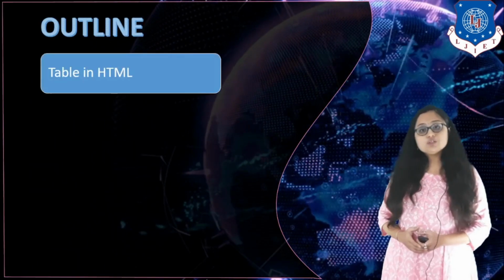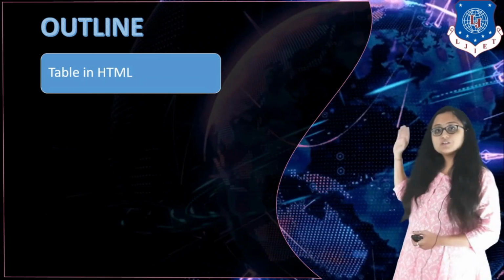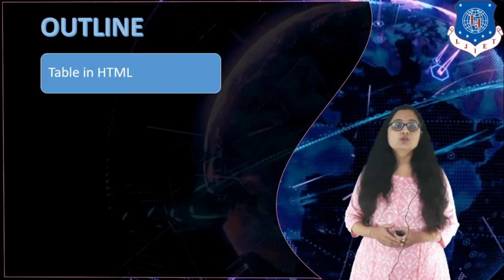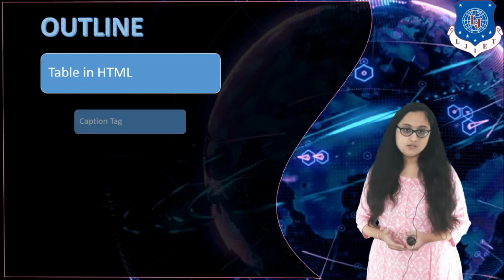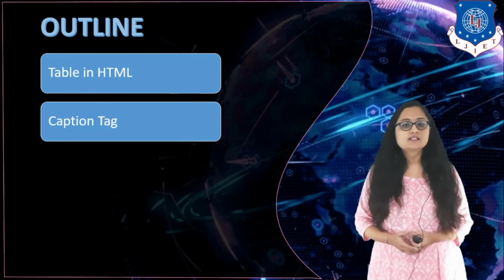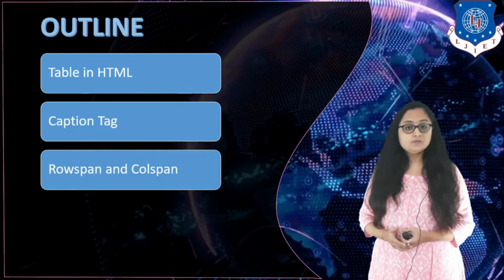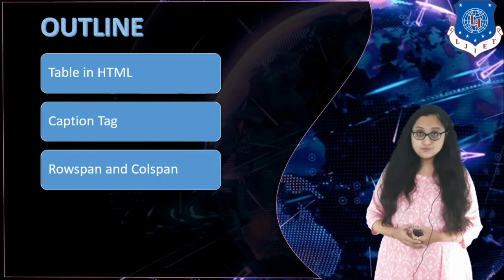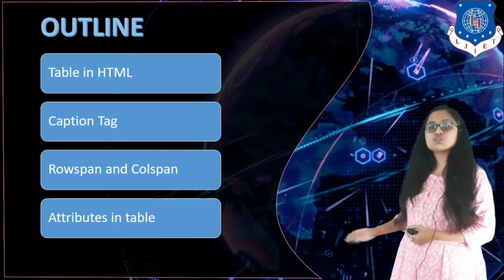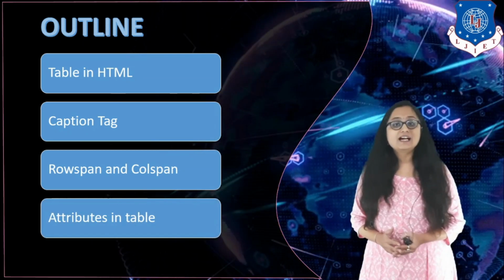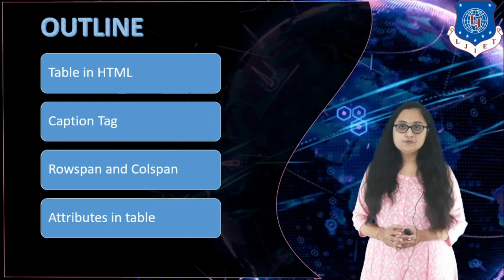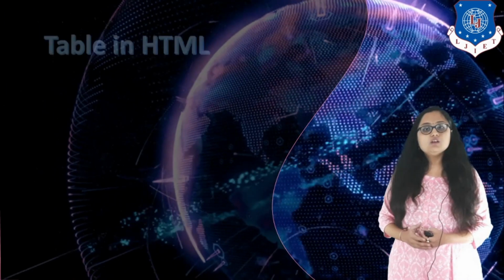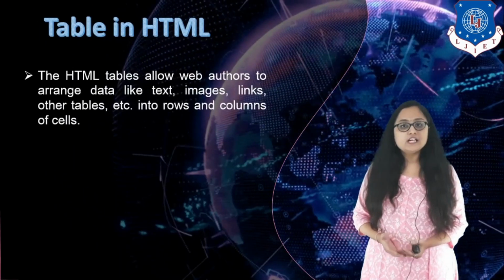The things that we are going to study in today's lecture: the first thing is we are going to study what we mean by table in HTML. The next thing is the caption tag in table. The next thing is the rowspan and colspan attributes of table. And the last topic for today's lecture will be attributes in table. Okay, so let us start with our first topic, that is table in HTML.